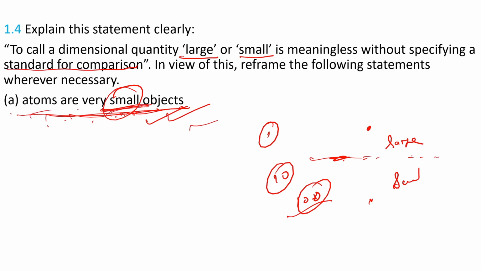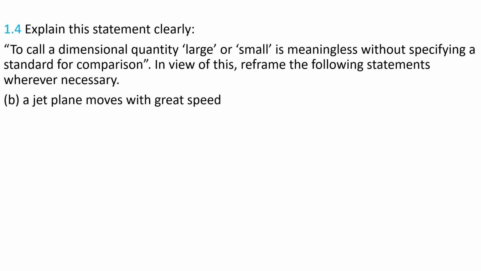So moving on to the next statement, we have a jet plane moves with great speed. Here again "great" is used, but there is no reference over which we can compare the great speed. So we can say that a jet plane moves at a greater speed than that of an ant, a bicycle, or a normal commercial car. So we can reframe it in that way.